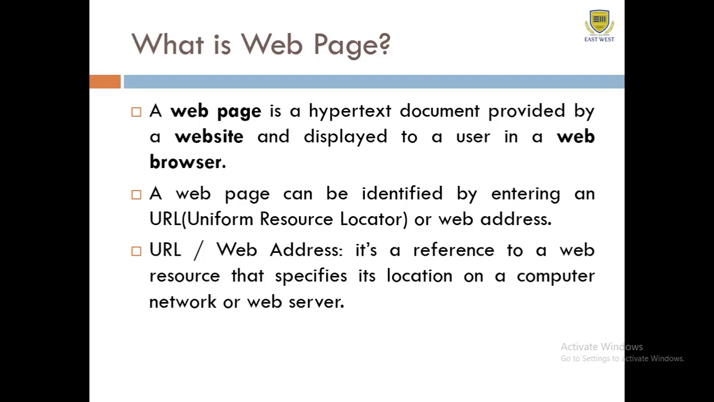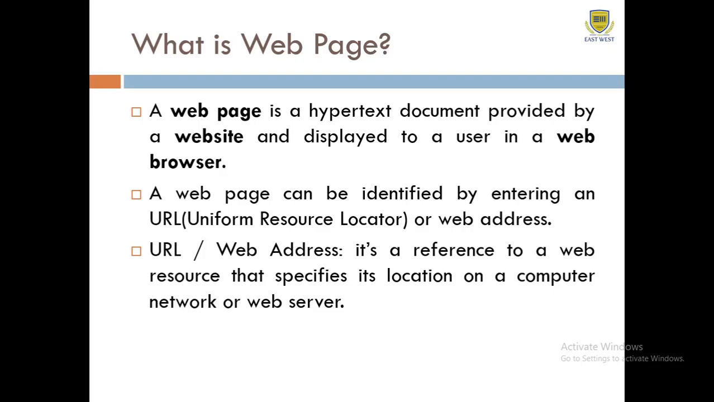So a web page can be identified by entering a URL. So this URL means what? Uniform Resource Locator. The word itself tells that it is a reference to the web resource. It specifies the location on the computer network or a web server where that particular file is located. URL is also called a web address.